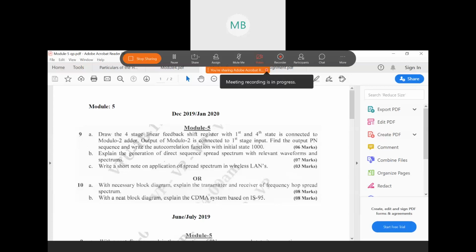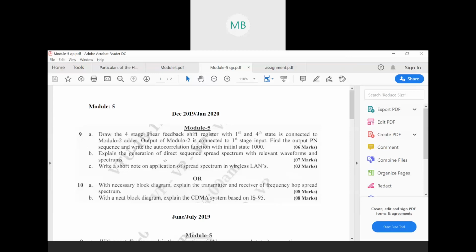Okay, second question, 9b. Explain the generation of direct sequence spread spectrum with relevant waveforms and spectrum. For this generation of direct sequence spread spectrum, you need to draw the block diagram. Hello, can you hear me? Yes. Okay.